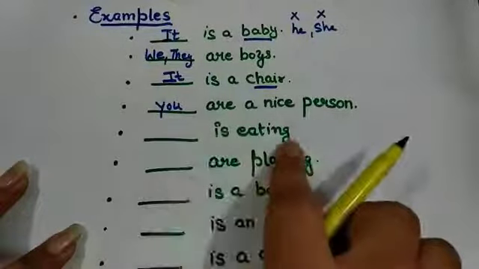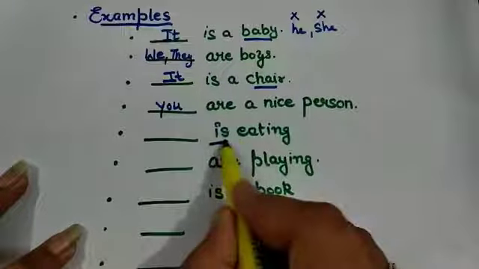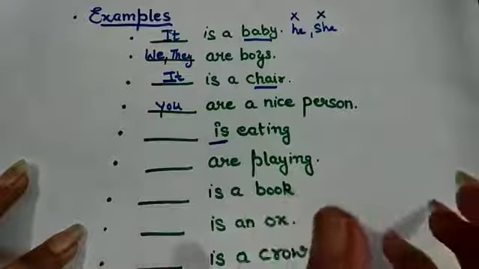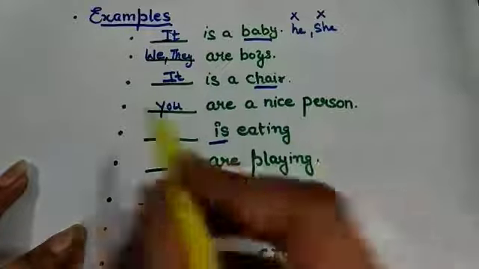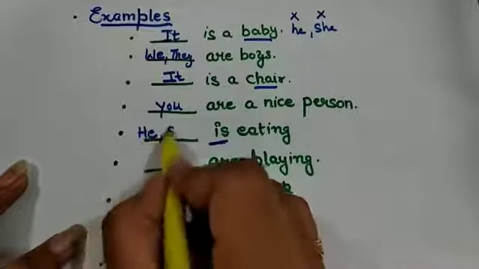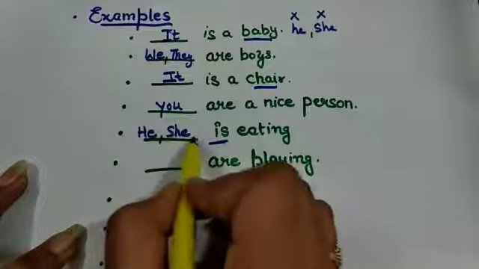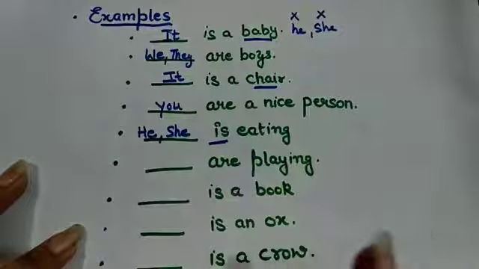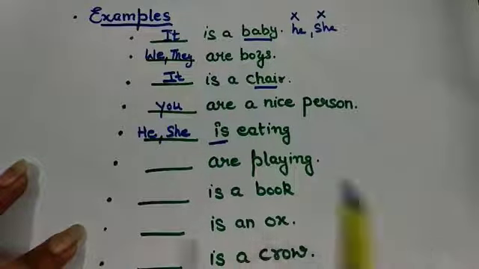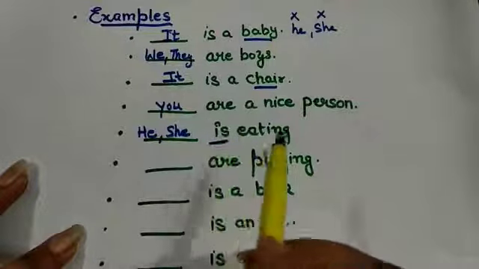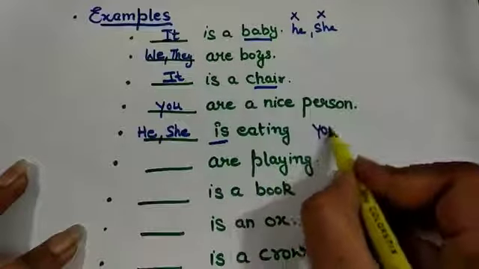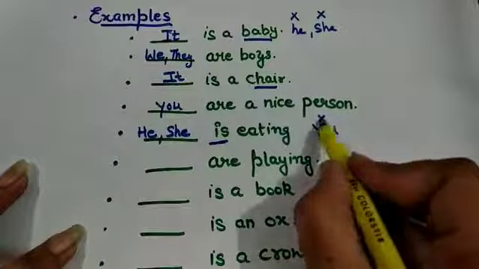Dash is eating. See, is denotes that we are talking about the singular. So he is eating, she is eating. Both are possible, but we cannot use you with is, so that one will be wrong. If somebody writes you is eating, it will be wrong.